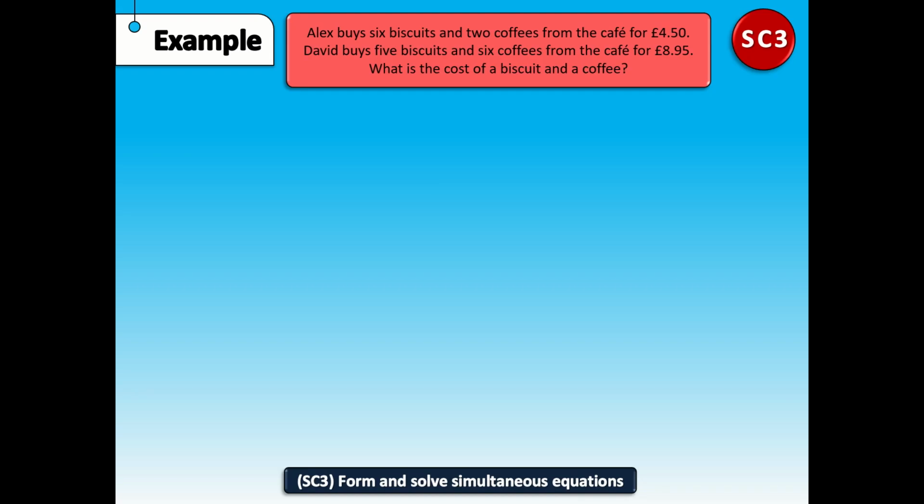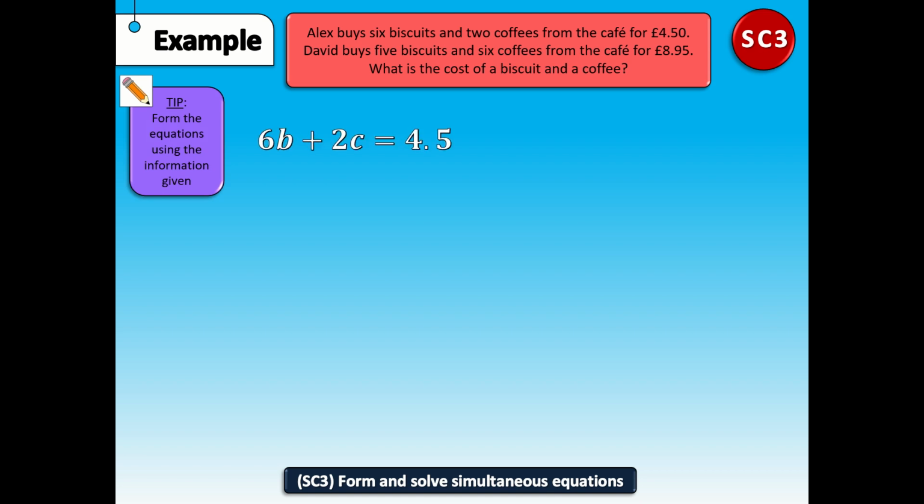This question says Alex buys 6 biscuits and 2 coffees from the cafe for £4.50. David buys 5 biscuits and 6 coffees from the cafe for £8.95. What is the cost of 1 biscuit and 1 coffee? So I can form the simultaneous equation with B standing for biscuits and C standing for coffees. And then I can solve it just like we've been doing.